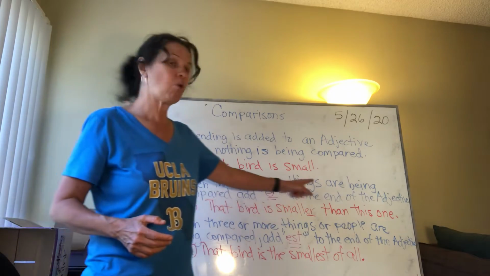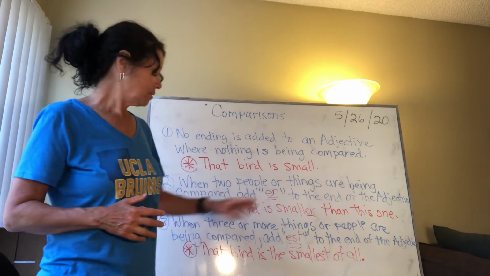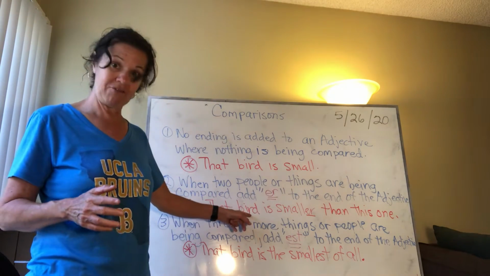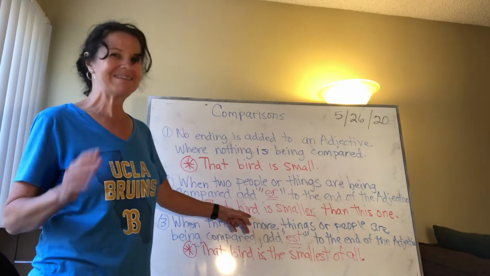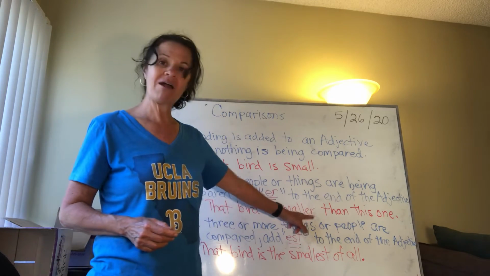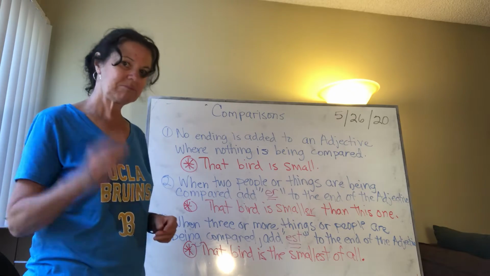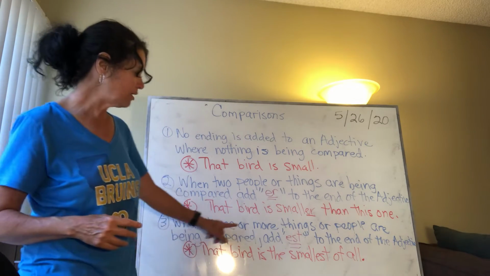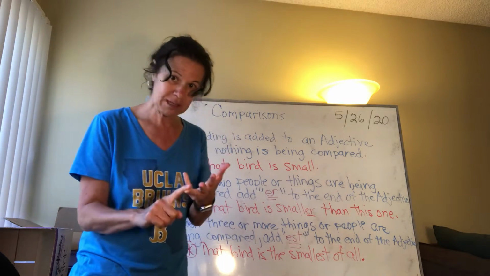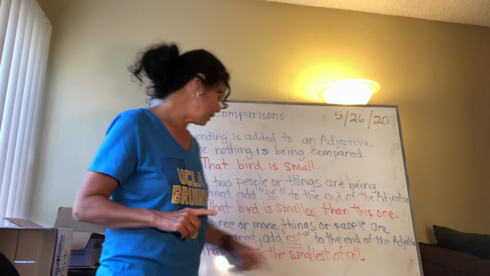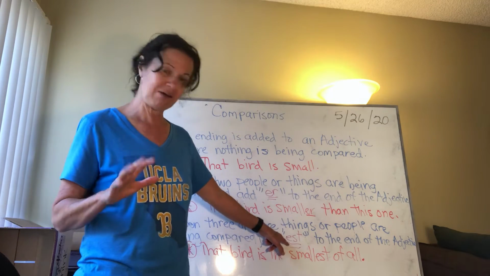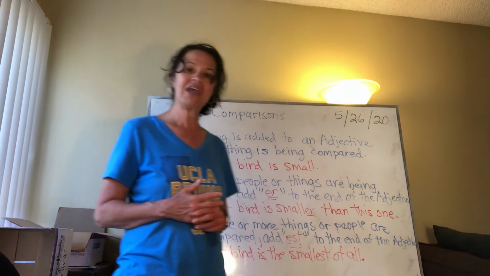Remember, it says two people or things. And small is an adjective, so here it is comparing. In this sentence, it's comparing a thing, a bird. It's comparing one bird to another bird, and so you would add an ER to the adjective small. The third rule is when three or more things or people, places, things, or ideas, nouns in other words, are being compared, add an EST. I put that in pink also so it would stand out. Add an EST to the end of the adjective.